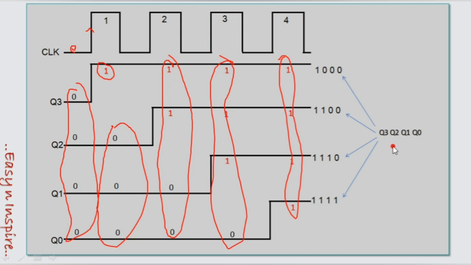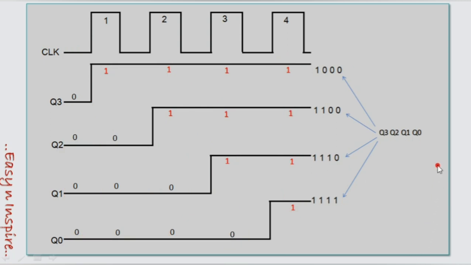See, here I am mentioning Q3, Q2, Q1, Q0. So 1000. Here 1100, 1110, and this one 4 ones. So after 4 clock pulses, this is my output. Whatever the data we are entering, that is what we are getting. That is nothing but it is storing the data. So this is what a register means.